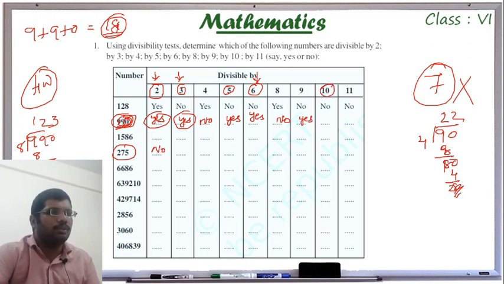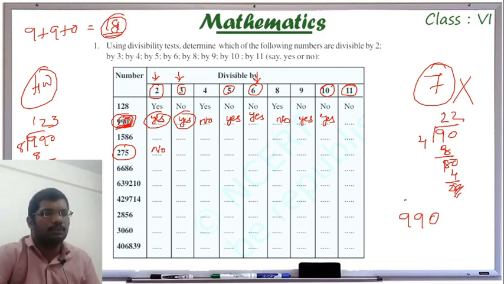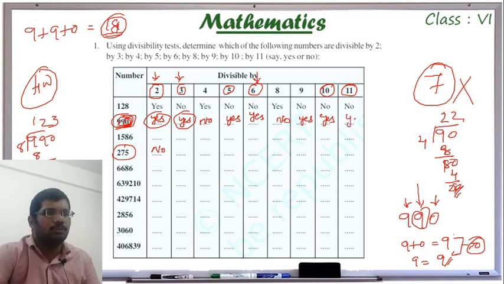For the case of 10, look at the last digit. It is 0, so it is divisible by 10. And for checking divisibility by 11, for the case of 990, check the sum of digits at odd places, so 9 and 9, then the sum of digits at even places, this is an even place, so the sum is also 9, so the difference between these is 0. 0 is divisible by 11, so 990 is also divisible by 11.